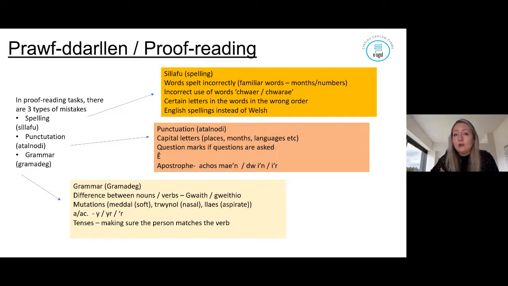The difference between y, yr, and apostrophe r, they all mean the. You use y, so the, before a consonant. You use yr for the, before a vowel. And you use an apostrophe r if the previous word, so the word before the, ends in a vowel. Okay. And also tenses are making sure the person that's doing it matches the verb. So for example, dylech, ech there matches the chi, for example. Okay. So let's have a look at those.